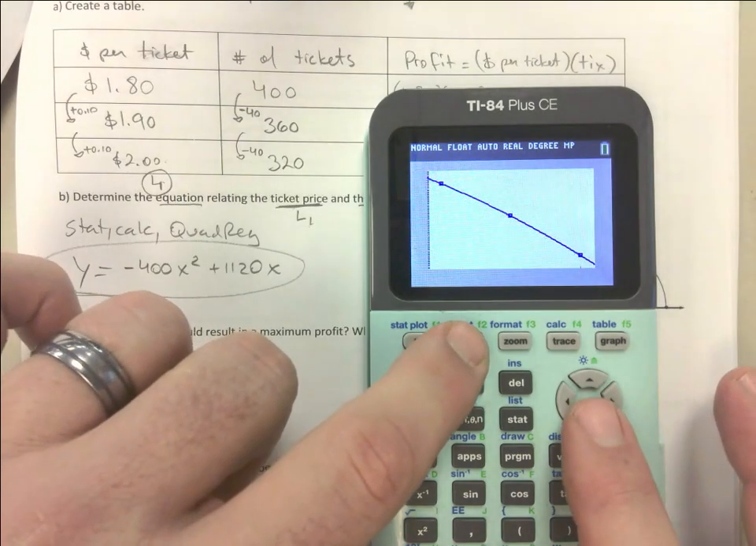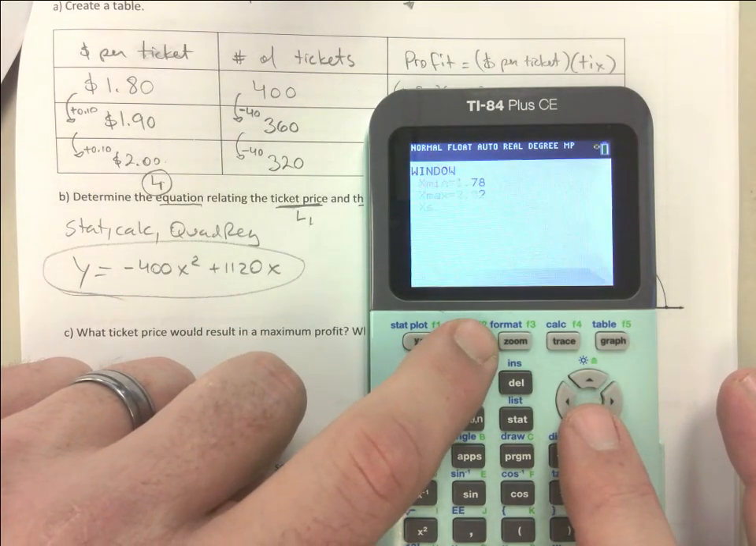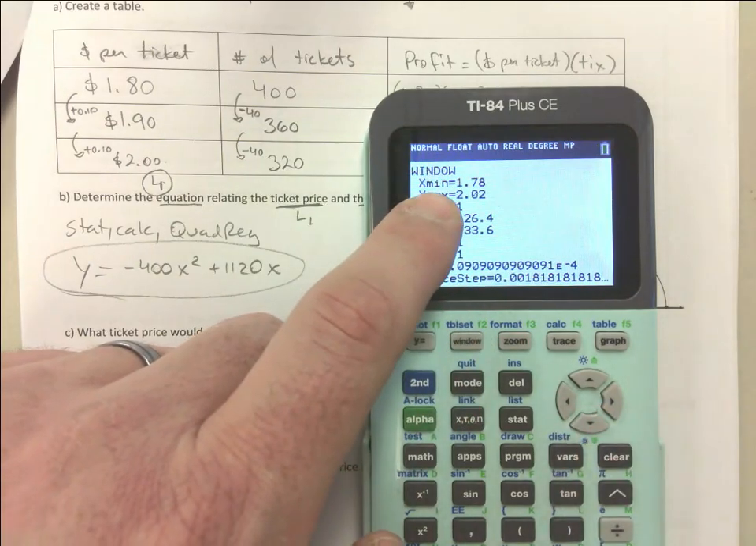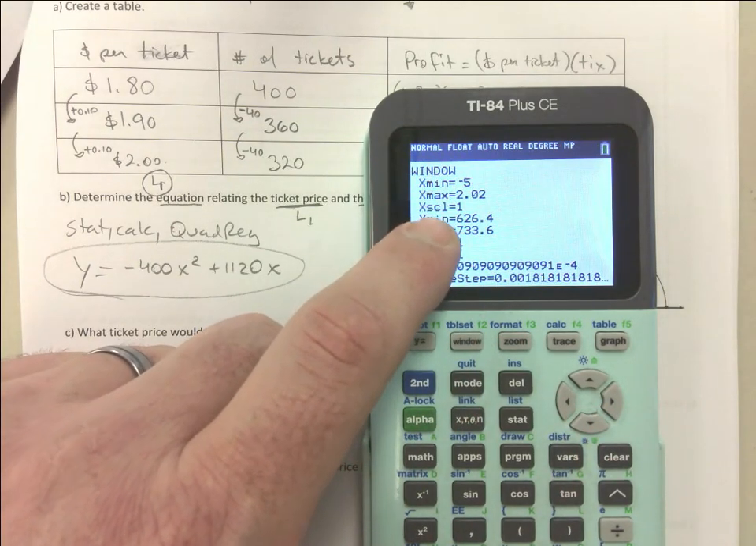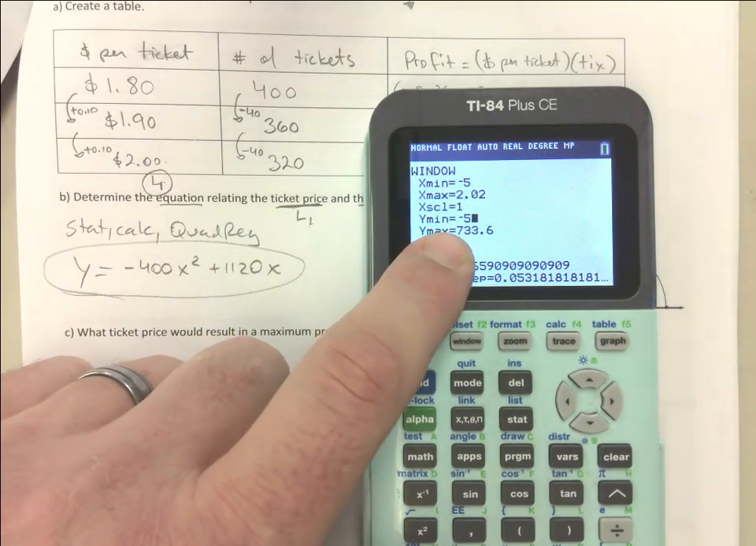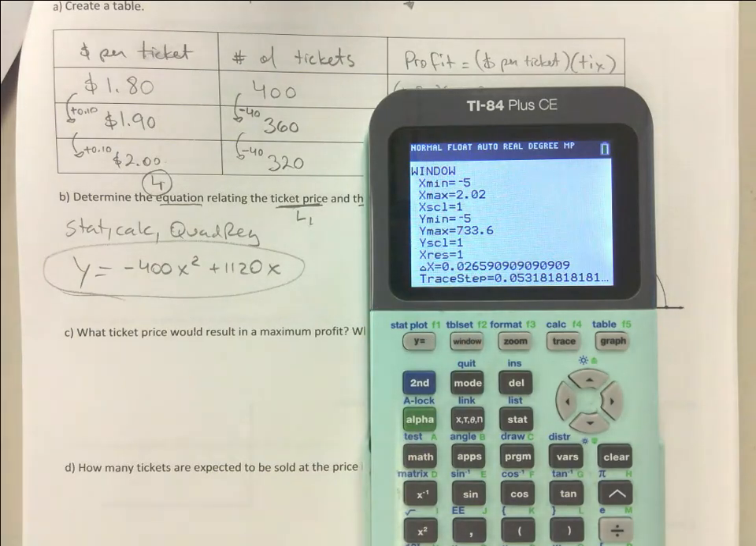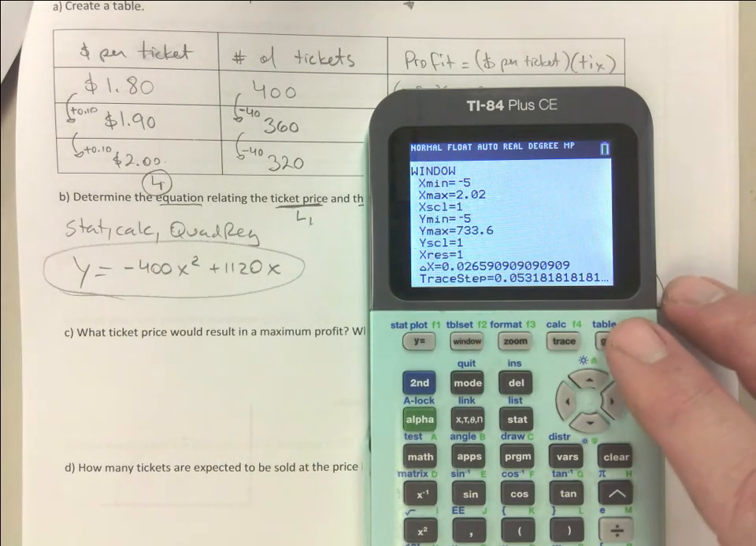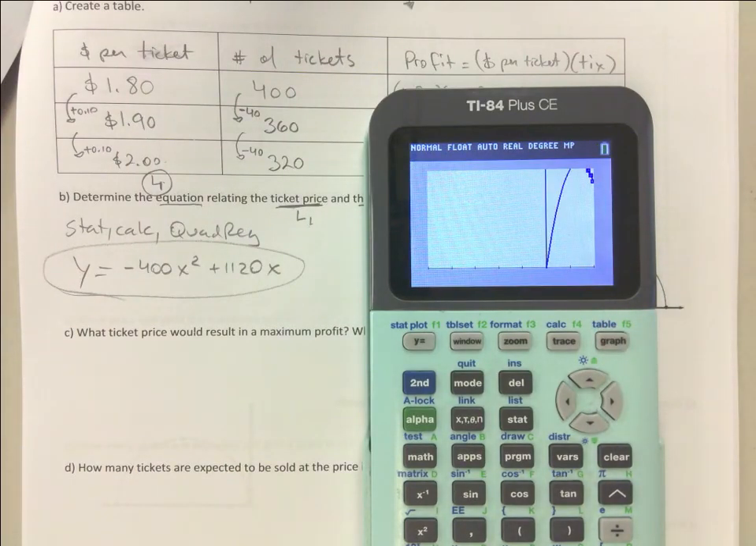So let's go to our window. You're with me, right? Window. X-min, I'm going to go negative 5. Y-min, I'm going to go negative 5 as well. Before you do anything else, do that first, and you'll see more. Okay, let's hit graph. It's a little bit overkill, but there you see this.